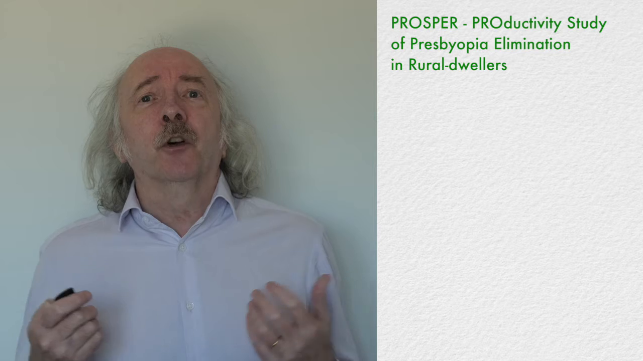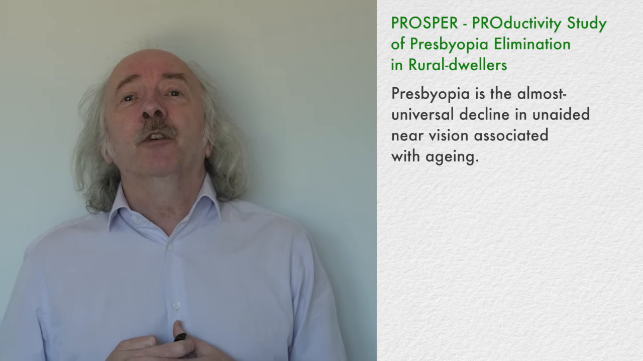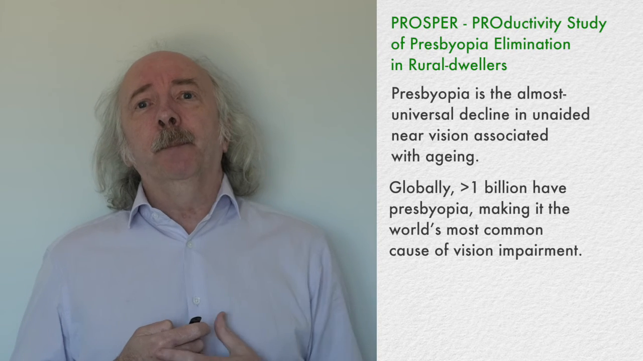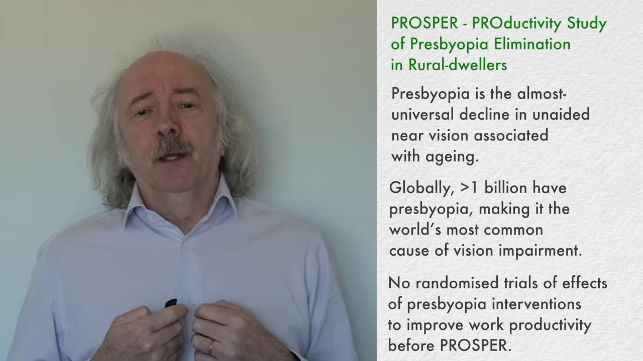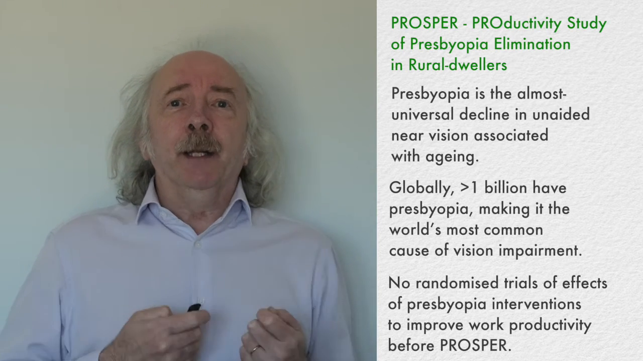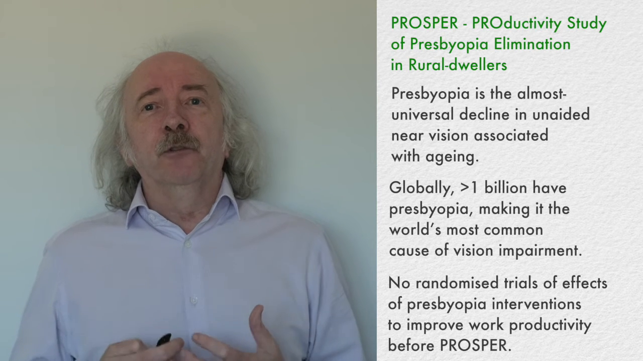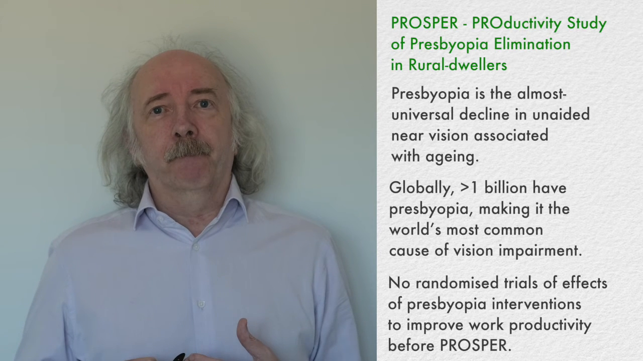And the trial's called the PROSPER trial, Productivity Study of Presbyopia Elimination in Rural Dwellers. Presbyopia, I struggle to say it, is almost universal decline in our eyesight as we get older. Globally, 1 billion people have it. But there'd been no randomised trials of using interventions to try and improve it, such as giving people glasses, would help improve work productivity, would help improve how they do their jobs.